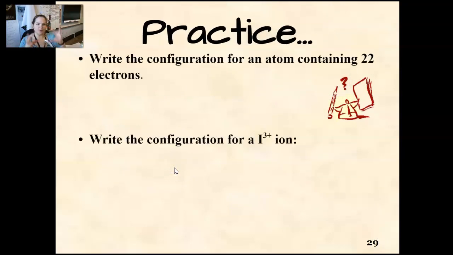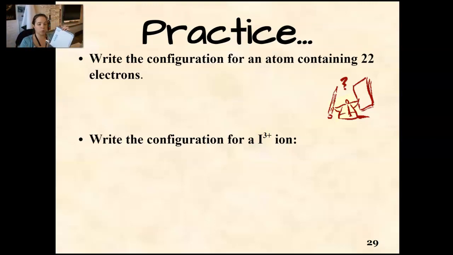Okay, we're going to practice. I know that was really, really quick. So we are going to do the configuration for an atom containing 22 electrons. The first thing we've got to do is start adding things up. We are going to start off with the 1s. So we do 1s, and there are 2 in there. I have 22, I'm going to minus 2, so I've got 20 left. So I'm going to go to the 2s. 2 minus 2, we've got 18 left, right?